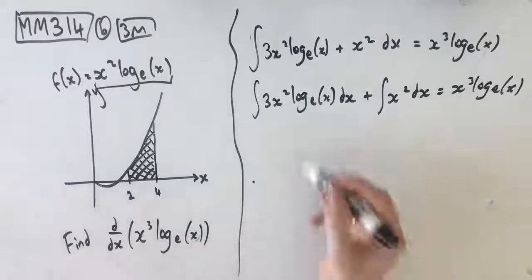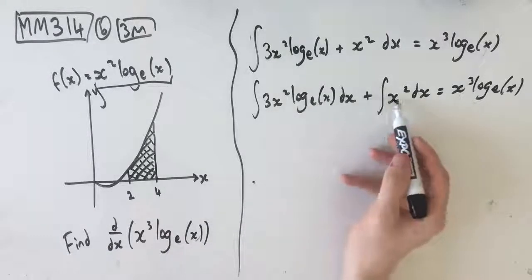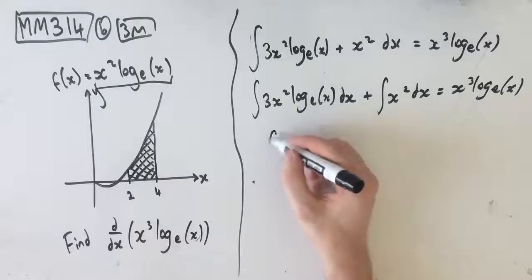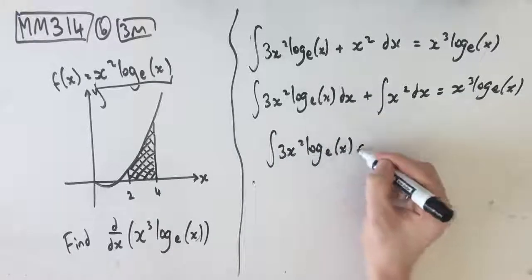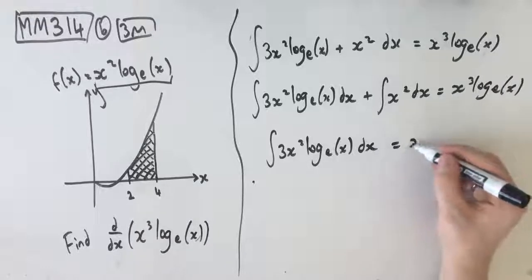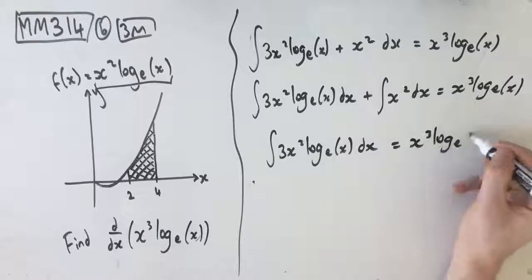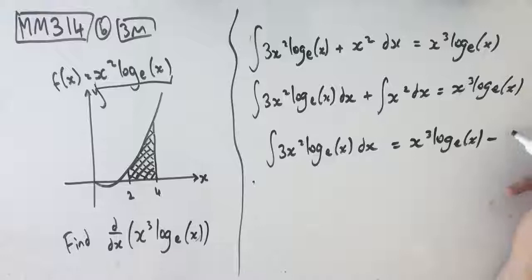So what do we do from here? We want to get this by itself, so we're going to minus the integral of x squared. So we get integral of 3x squared log e of x dx equals x cubed log e of x minus the integral of x squared dx.